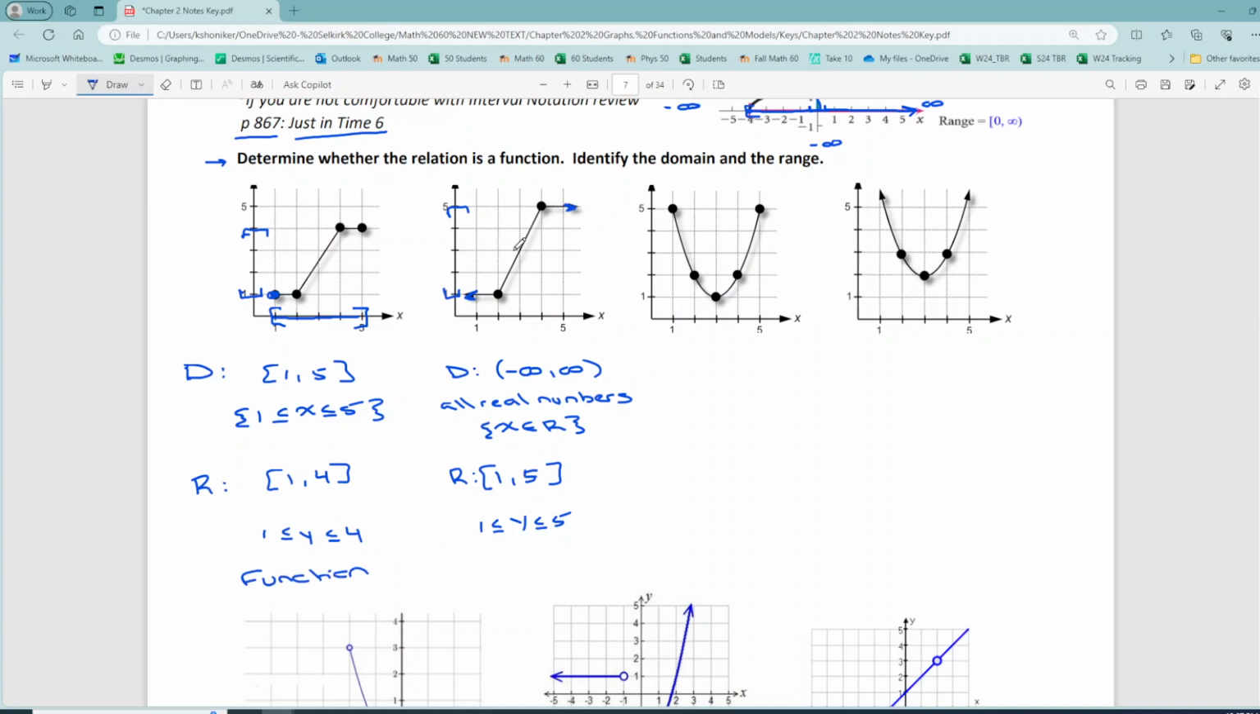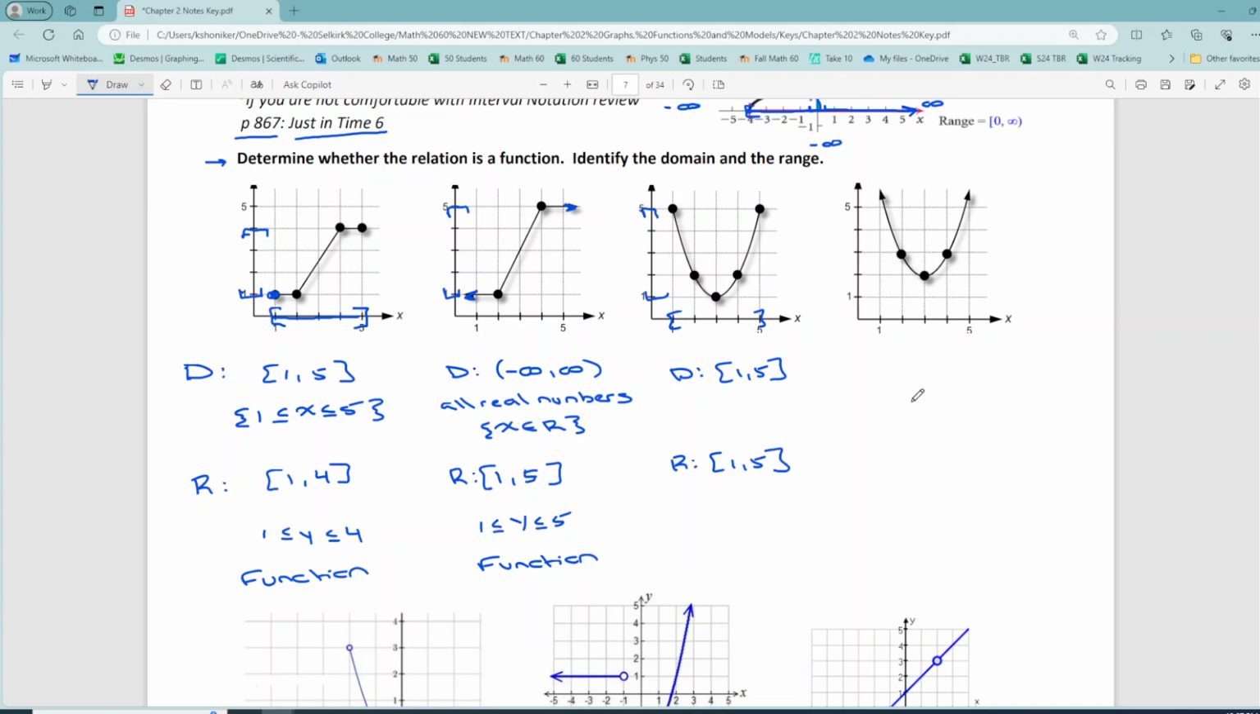This guy, very similar, still drawing a vertical line, never passing through anything. This one is also a function. Okay, now pause the video and try these two. Okay, so for me, I'm going to stop doing set notation. I'll just do interval. This one goes from 1 to 5, and the range goes from 1 to 5 as well.